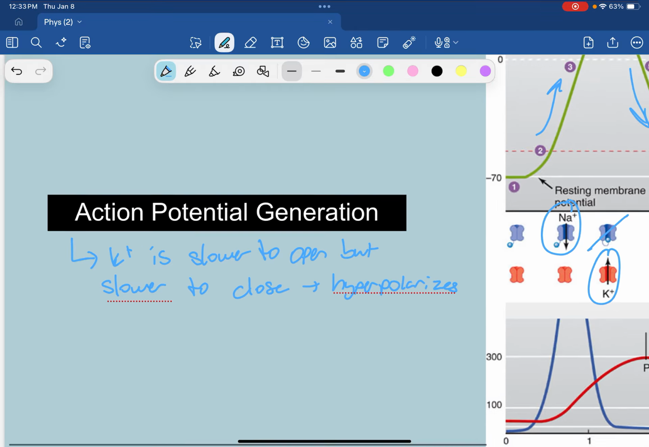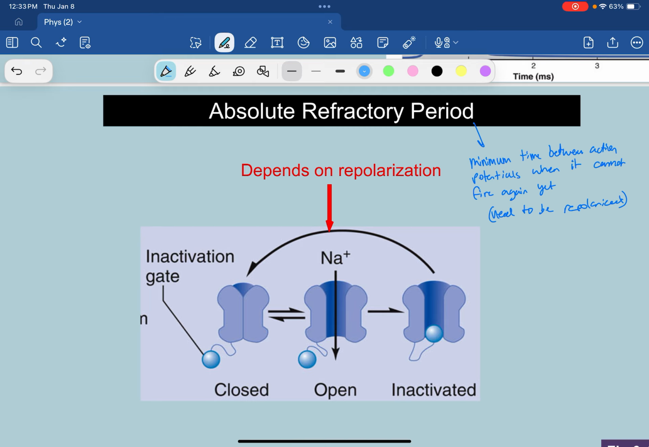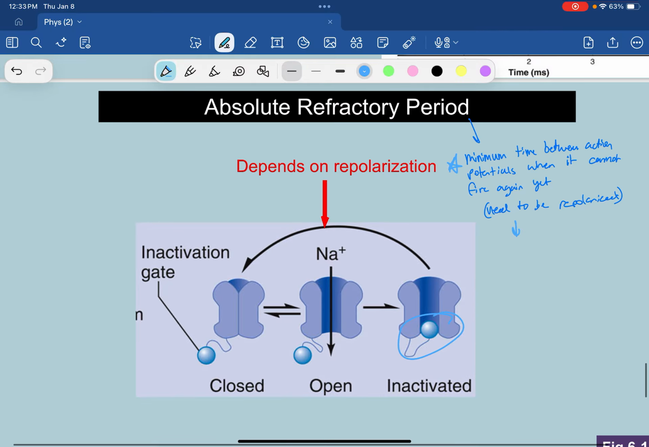And then down here is a depiction of the absolute refractory period, which is with that inactivation gate. It's that whole time that the ball and chain is right in the gateway. So I wrote up here, that's the minimum time between potentials when it cannot fire again. It's that time when nothing is going to be able to flow through here. It's not even closed, it's just inactivated. And so that needs to be repolarized to open again, which is done by the K+ channels.